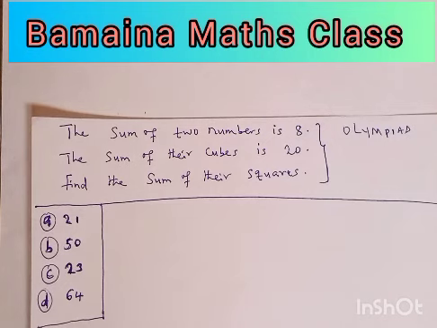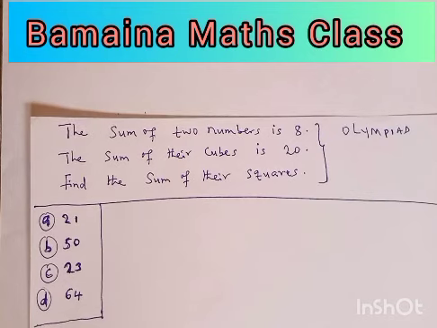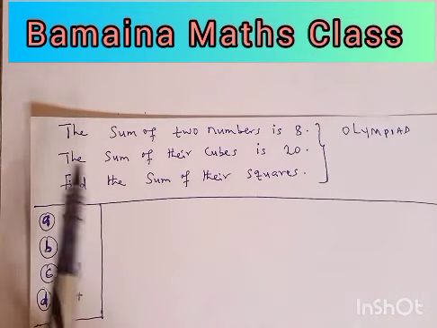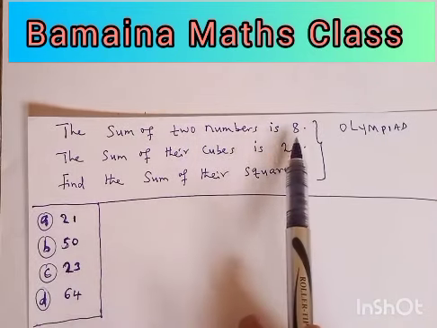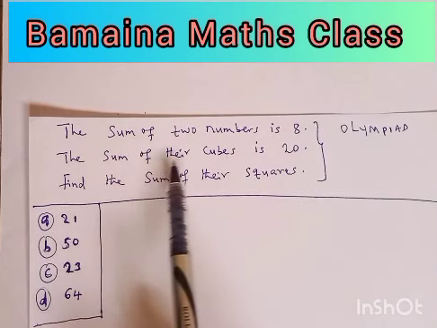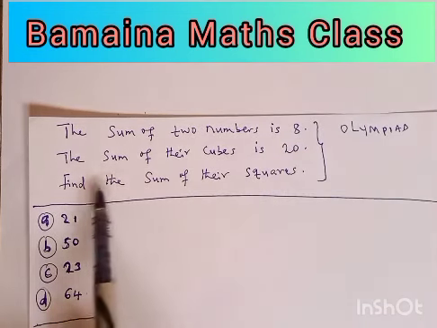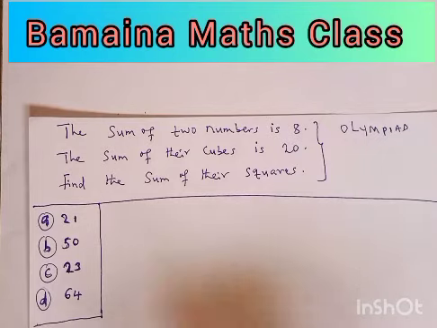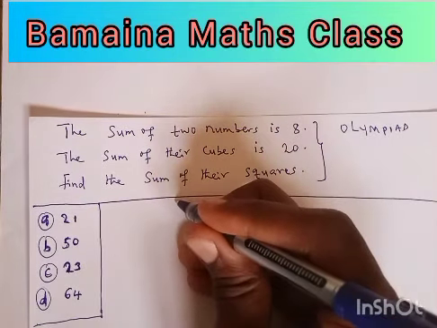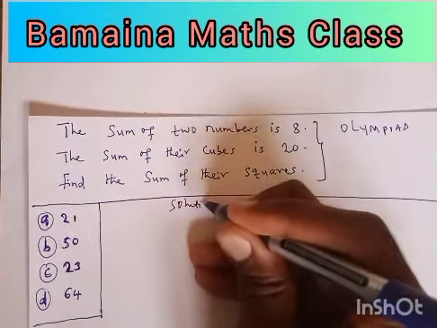In this class, we are going to answer a simple Olympiad question. The question says, the sum of two numbers is 8. The sum of their cubes is 20. Find the sum of their squares. Solution here.